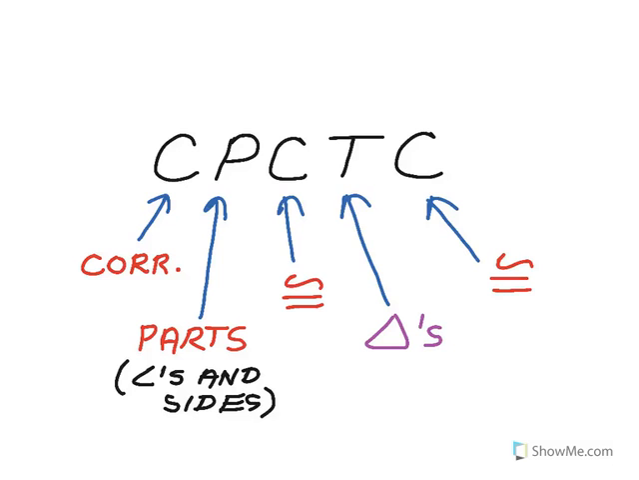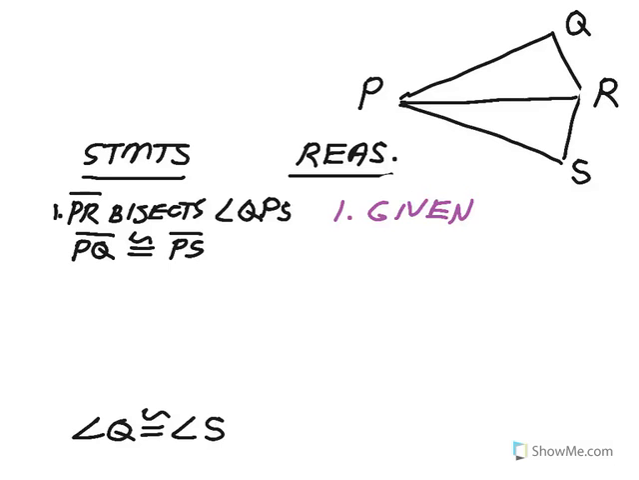Now this can be used as a reason in a proof. Once you've proved that two triangles are congruent, it would be the next step. And you can also just write in your own words, when two triangles are congruent, their corresponding parts are congruent, and that's the same thing. Okay, let's do a few proofs as an example.